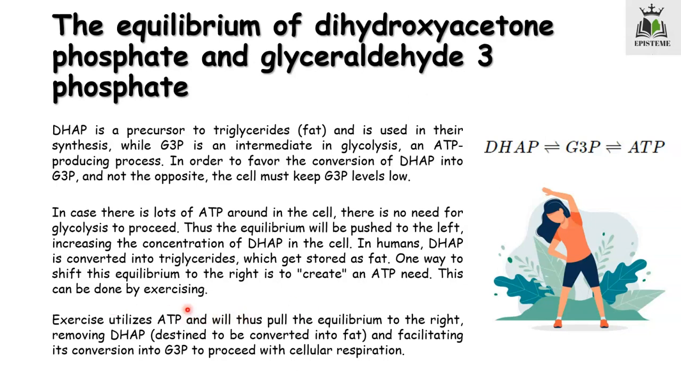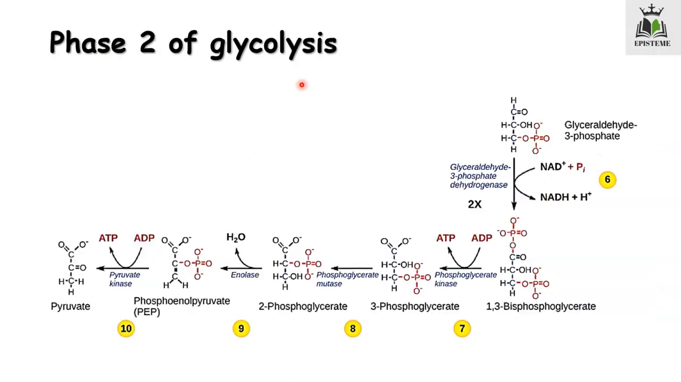This ATP deficit or ATP need condition can be produced in our body by exercising. When we exercise, our body needs more ATP, so exercise utilizes the ATP, and this will pull the equilibrium to the right, towards glyceraldehyde 3-phosphate production, removing the DHAP and facilitating its conversion to glyceraldehyde 3-phosphate to proceed with cellular respiration. So this is how the equilibrium is maintained.